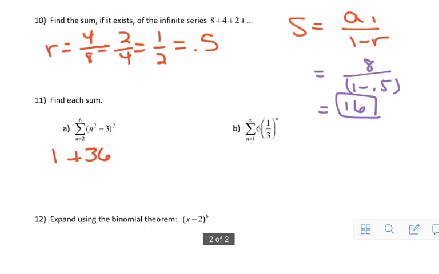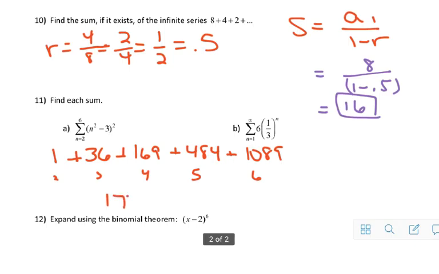Next I will plug in 4. 4 squared is 16. 16 minus 3 is 13. 13 squared is 169. Then I got to plug in 5. 5 squared is 25. 25 minus 3 is 22. And 22 squared is 484. And then you plug in 6. 6 squared is 36. 36 minus 3 is 33. 33 squared is 1089. And then you add those 5 numbers together, and you end up with 1,779.